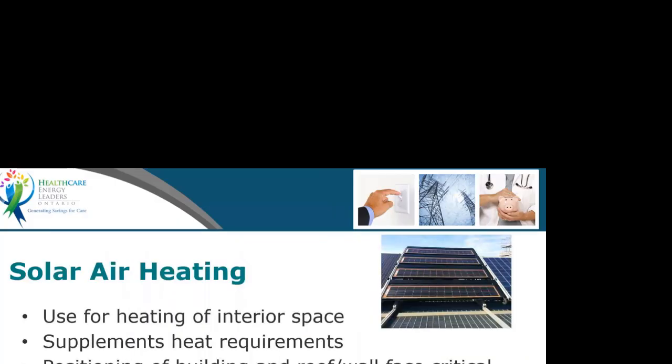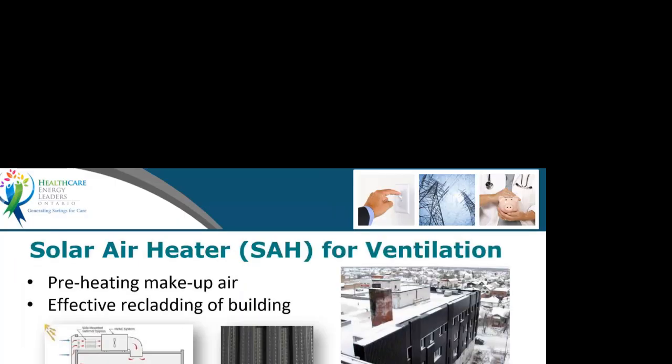Solar air heating is used for heating of interior space and supplements existing heating systems. There are two kinds of solar air heaters. One is the recirculating collector, but the one that's more popular is one where you're drawing outside air in through the solar wall, which I'll show you in a picture in a second, and that can be used to supplement the heat going into the building. So here's an example of a solar air heater.